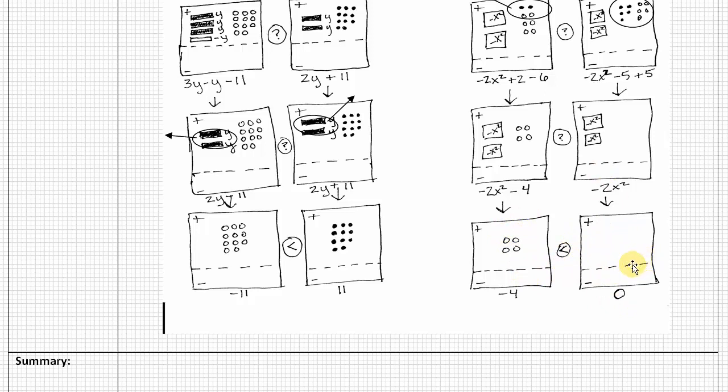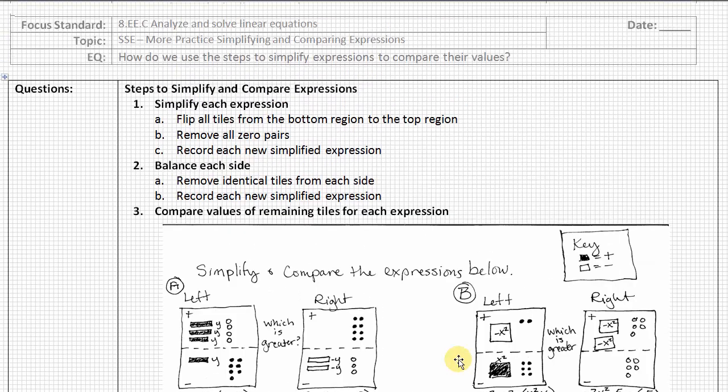That's going to conclude our video, so please take a moment making sure that your notes are fully complete and come ready to practice more problems like these in class.